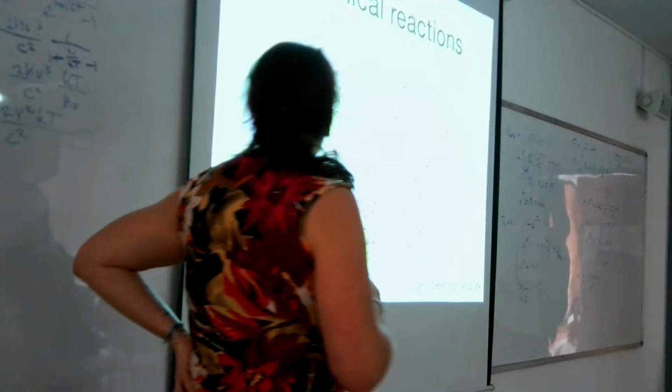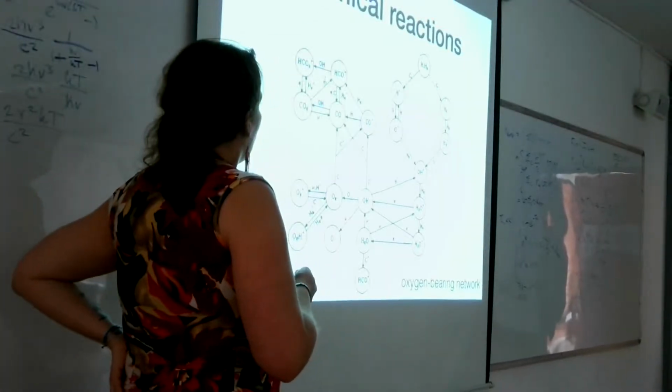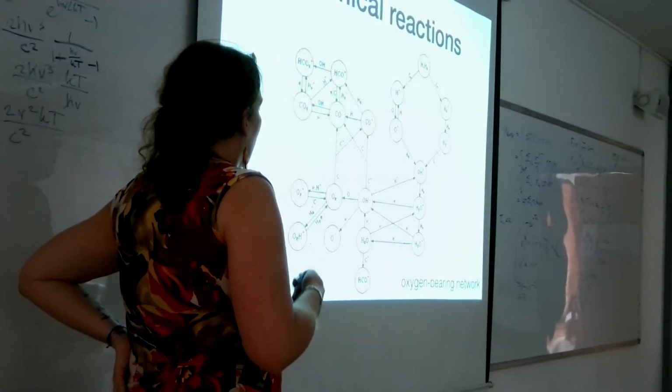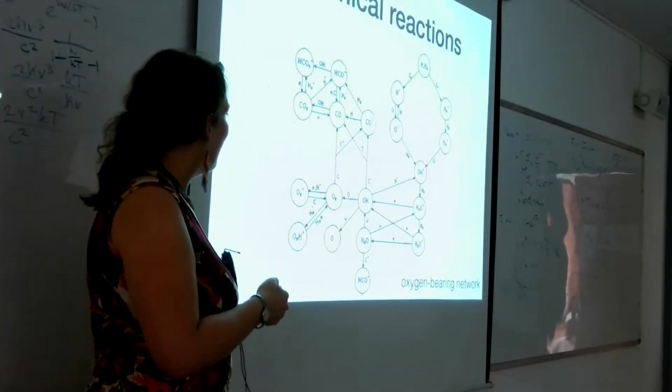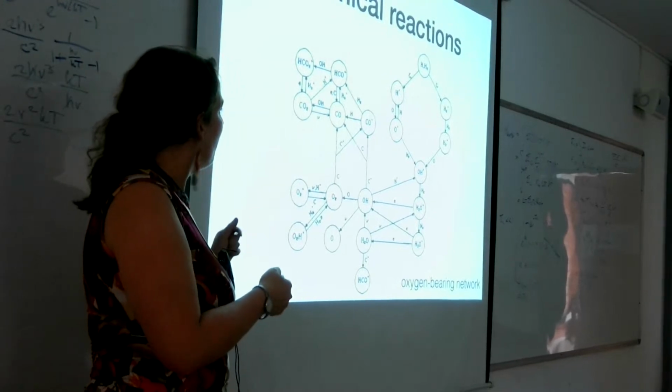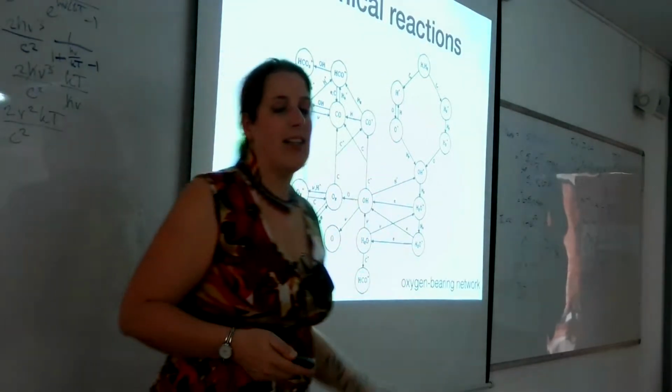Here's another example of a chemical network, now of oxygen-bearing molecules. So also here, you essentially can see, if you start with one molecule and you add something, what do you get next?